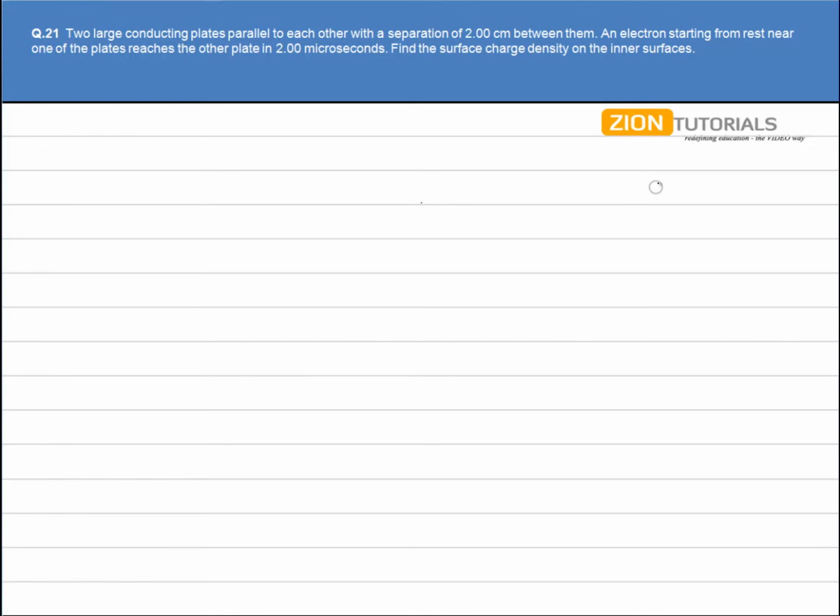Fine. Let's say I do have two surfaces like this. Let's say the charge density will be sigma and minus sigma. An electron starts from one of the plates, and of course it would be the negative plate, so that it can reach the other plate easily, and it reaches the other plate in 2 microseconds. The distance d is 2 centimeters. Let's say t is 2 microseconds.